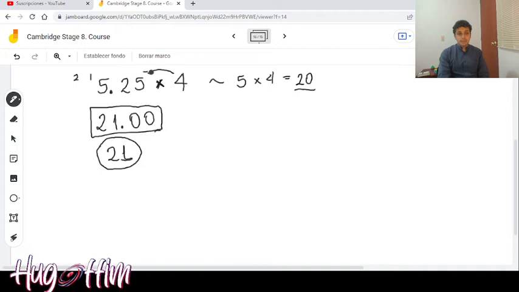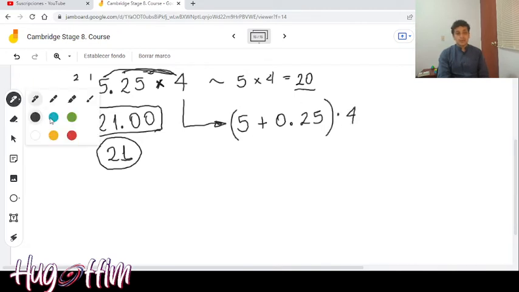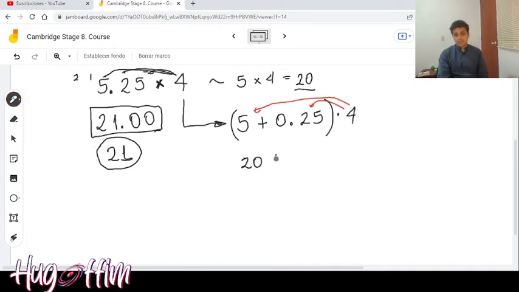I just multiply, count the number of decimal places. Or the second option, maybe the second option is better when you want to do it mentally. That is 5 plus 0.25 times 4. And now I'm going to apply the distributive property. 4 times 5 and 4 times 0.25. Now the good thing of this part is that 4 times 5 is 20 plus, and 0.25, if you remember, is going to be 1/4. 1/4 times 4 is going to be 1. So it's going to get 21.